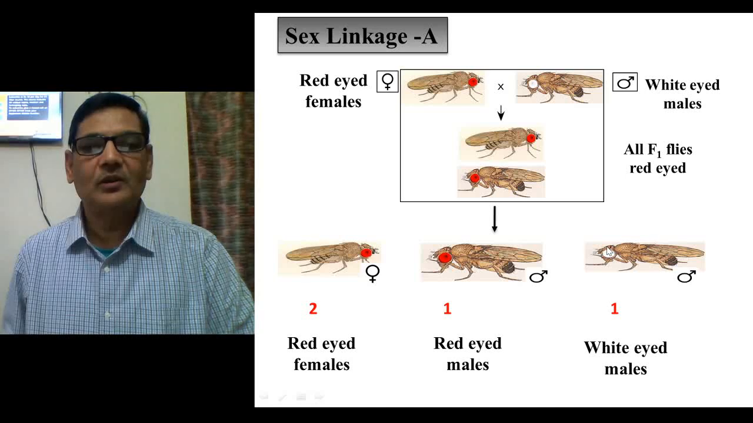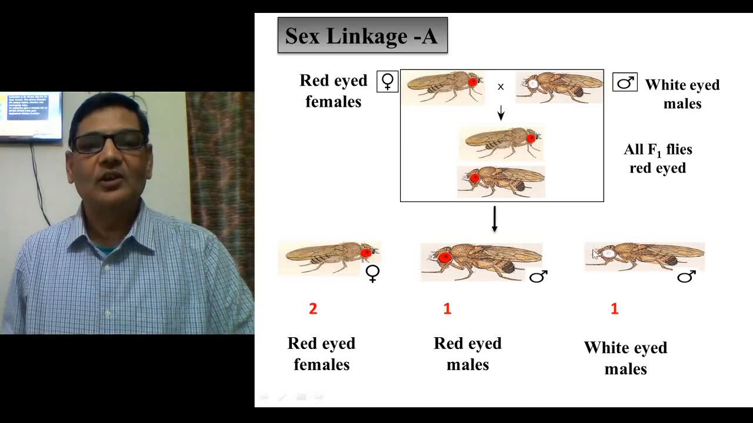male individuals. So he analyzed it in much more detail, and he was able to deduce that the gene causing this white eye mutation is actually located on the X chromosome, and only in such a situation will this kind of inheritance pattern be observed. Let us see how this happens.